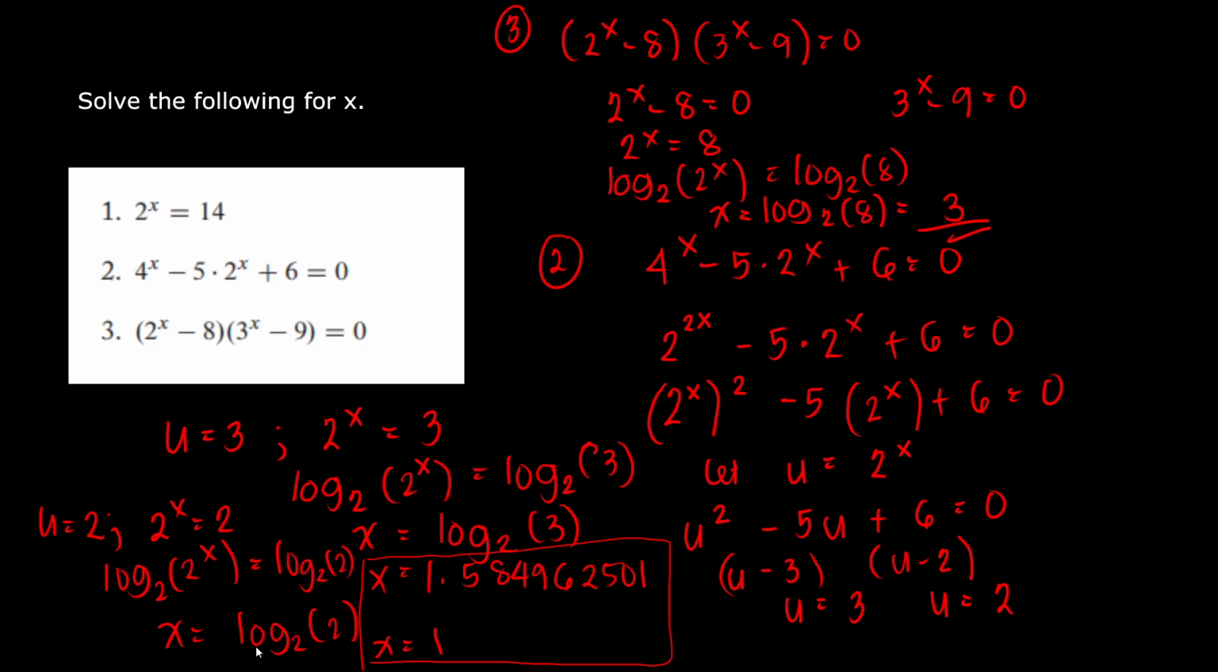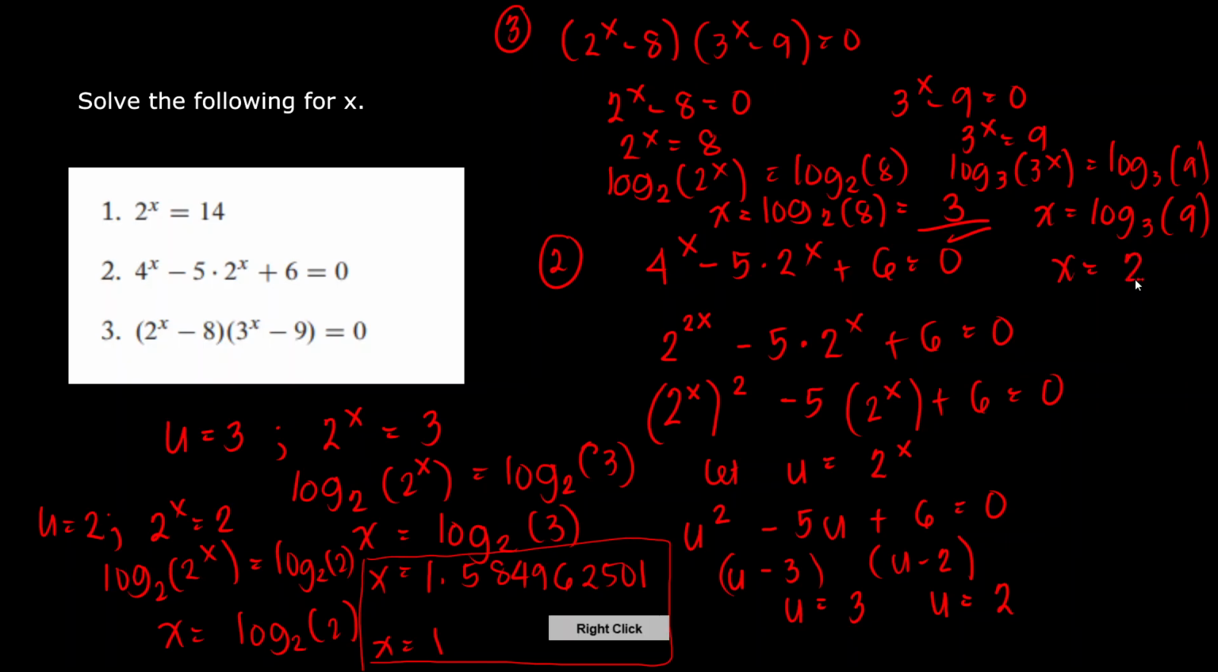Okay? Next, 3^x minus 9. So 3^x is equal to 9; log base 3 of 3^x is equal to log base 3 of 9. So x is equal to log base 3 of 9, or simply x is equal to 2. Okay? So, that is our final answer. So, x is equal to 3 and x is equal to 2. That is how you find x for this type of question. Okay? So, next.